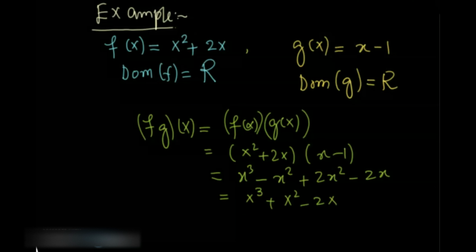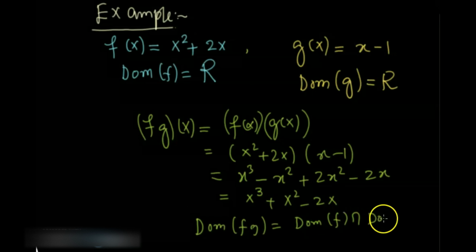Now the next question that we ask is, what is the domain of this product fg? The domain of fg is going to be the domain of f intersection with the domain of g, and we know that the domain of f is all real numbers and the domain of g is also, so their intersection is all real numbers, and hence you can say that the domain of the product of these two functions is again the set of real numbers.